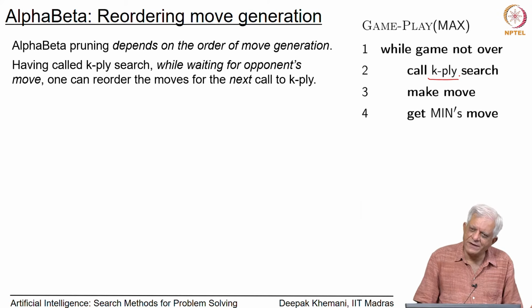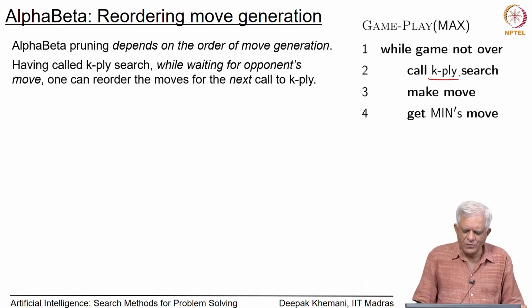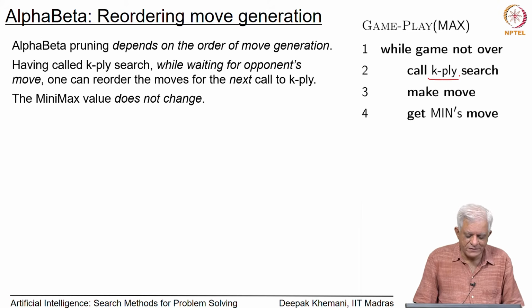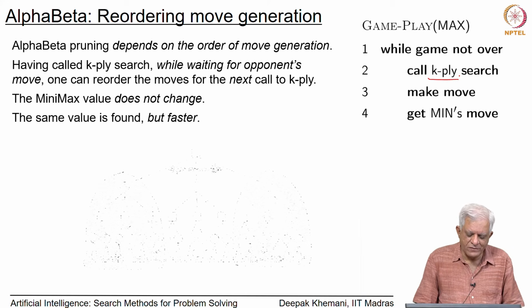Remember that this game playing cycle goes into loops. You call k-ply, you make a move, you wait for the opponent's move, and during this waiting time you can do this little bit of extra work of reordering the moves, so that next time your algorithm would perform faster. This reordering does not change the minimax value. The value is still the same, but the difference is that it would be found faster.